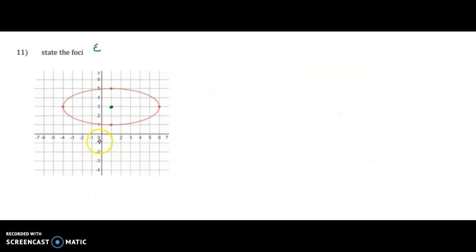For number 11, you are asked to find the coordinates of the foci, right? This is a horizontal ellipse. And so your a value is going to be the distance from the center to a vertex, and you can tell that that's going to be 5. Right, so a is 5. And then the b value, remember a is along the major axis, the b value along the minor axis is 2, right?